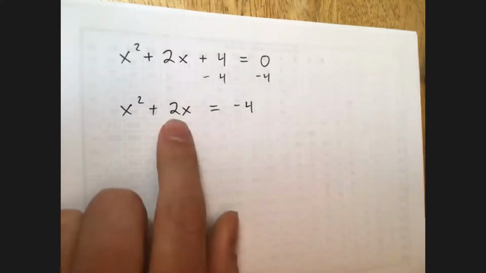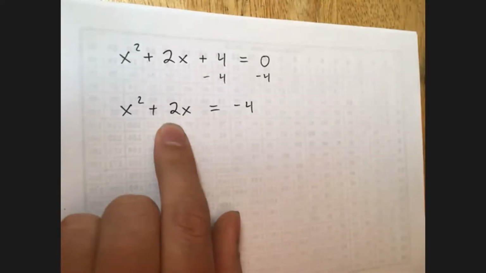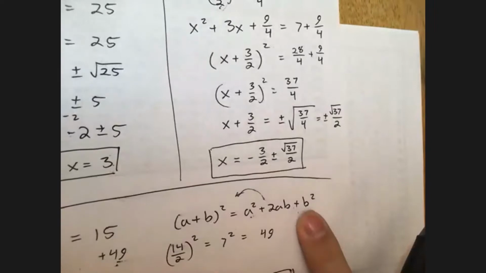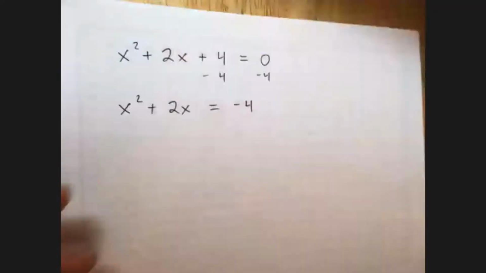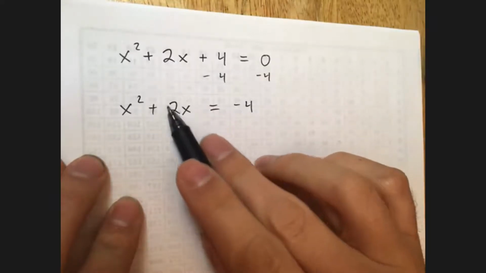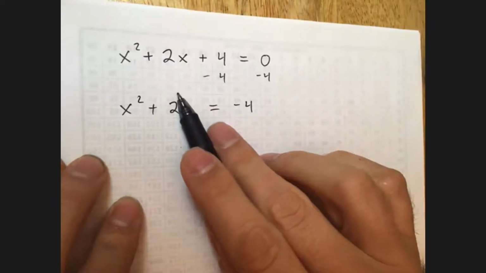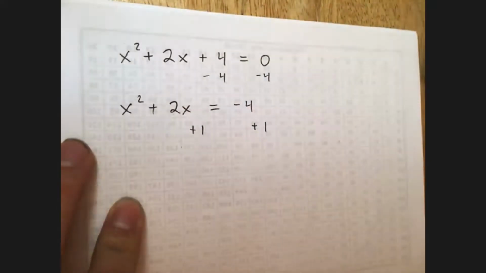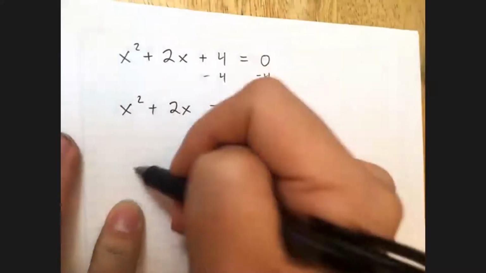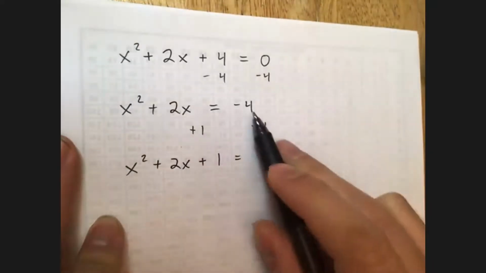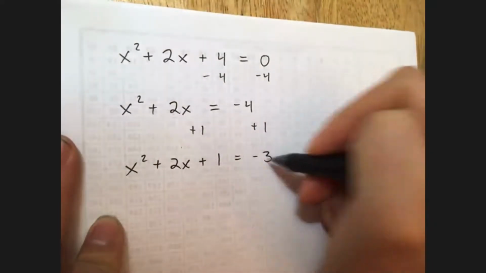Now I want to complete the square. I want to add something so that what I have is of this form, right? So that something is always going to be half of this squared. So what would that be? Well, half of 2 is 1. 1 squared is 1. So I'm going to add 1 to both sides. That's the completing the square step. So x squared plus 2x plus 1. Negative 4 plus 1 is negative 3.